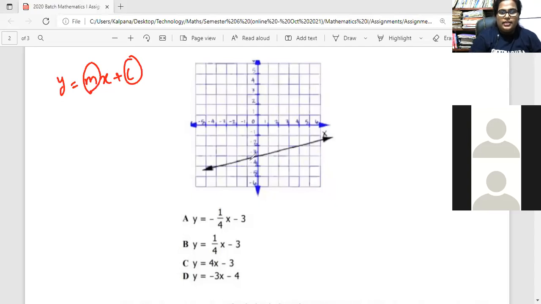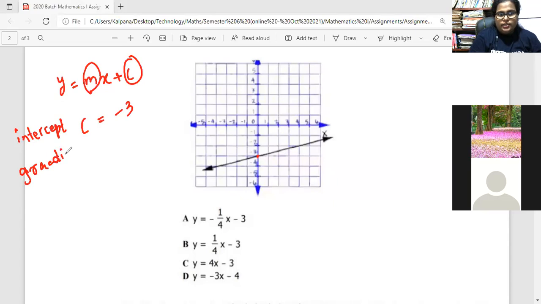Here you can identify the intercept of this graph very easily, because the intercept is the point where the graph cuts the y-axis. This is the point where the graph cuts the y-axis. It is -3, so the c of this function should be -3. And by considering 2 points, you can get the gradient of this linear graph also.